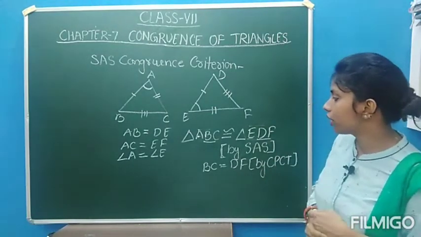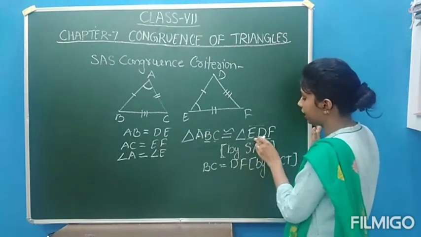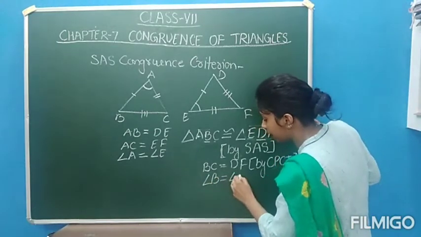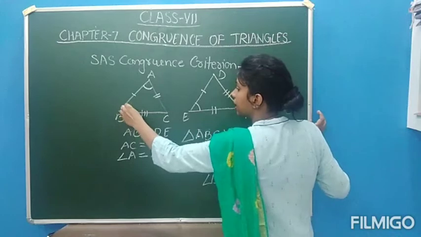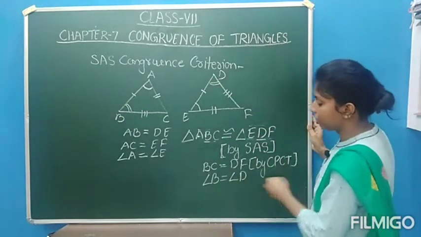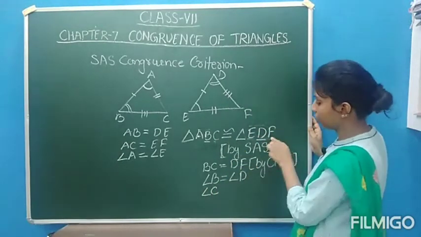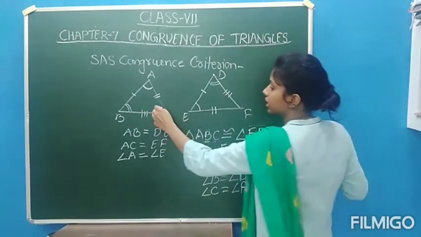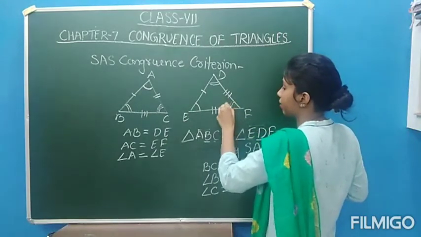Other things we also conclude by this: angle B is equal to angle D. So angle B is equal to angle D. Let's see where angle B is equal to angle D. And at last we can say that angle C, here we have C is equal to F. So angle C is equal to angle F. So let's see, angle C is equal to angle F.